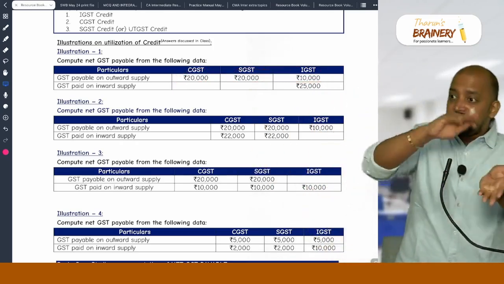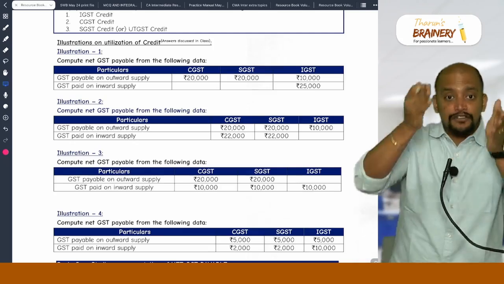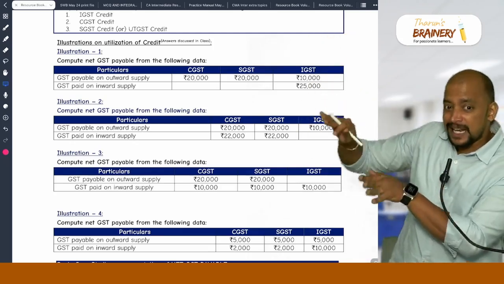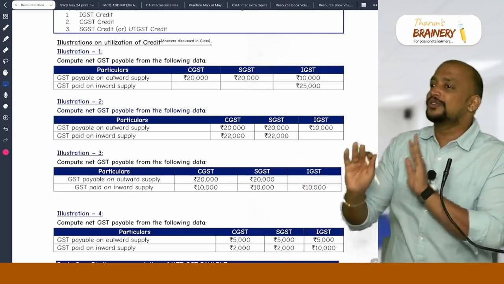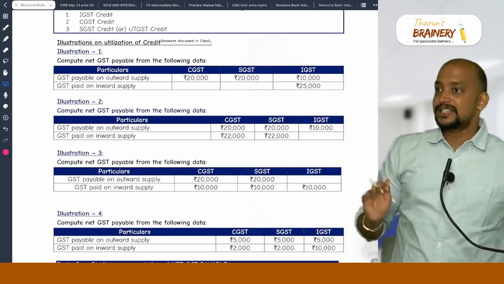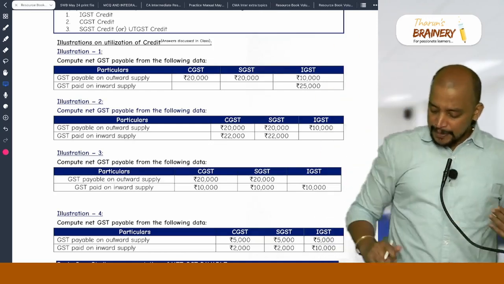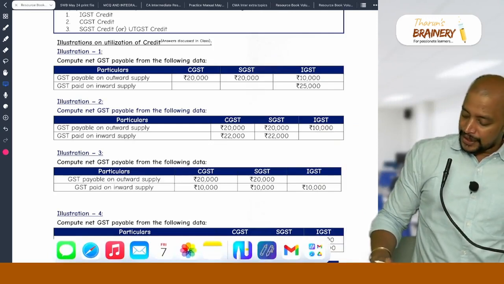So you may have different answers for the column-wise figures, but the final total column will be 25,000 only, so that you will be given marks. Don't worry about that. Just for presentation, you need to add one more column. Okay, so please make a note of the answer related to this in your notebook.